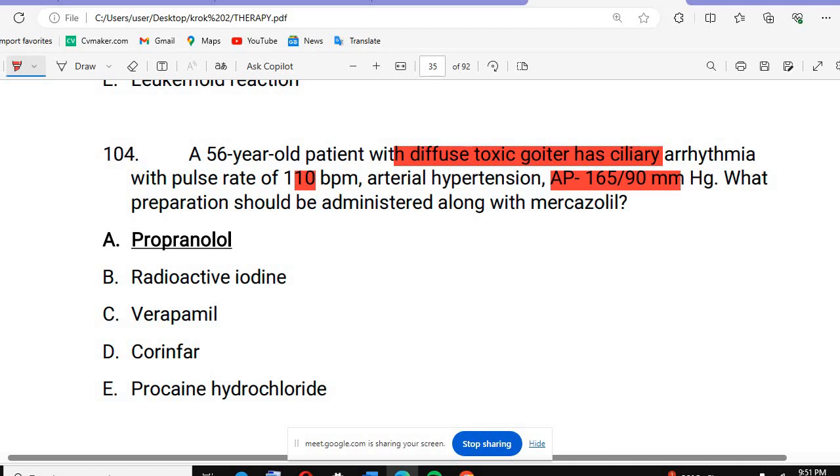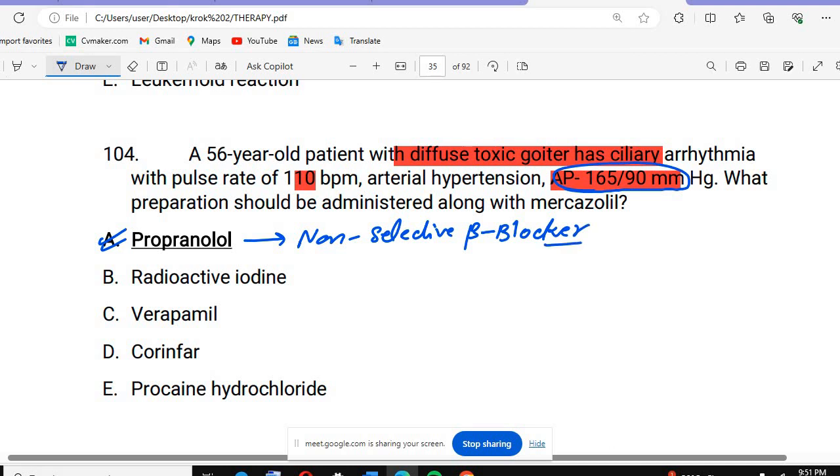So see, this is the case when the patient has been taking mercazolil. This patient will have hypertension. So with hypertension, what will we give? We will give propranolol. Propranolol is a non-selective beta blocker. And I told you it is contraindicated in which condition? It is contraindicated in asthma patients.